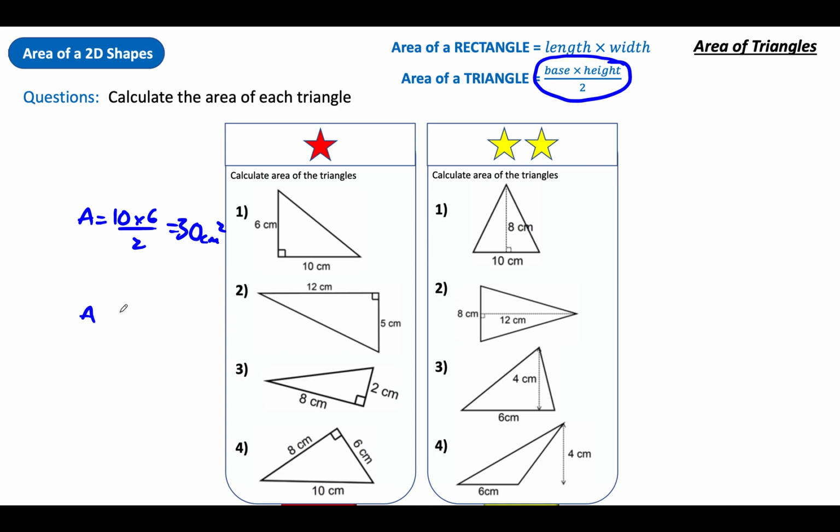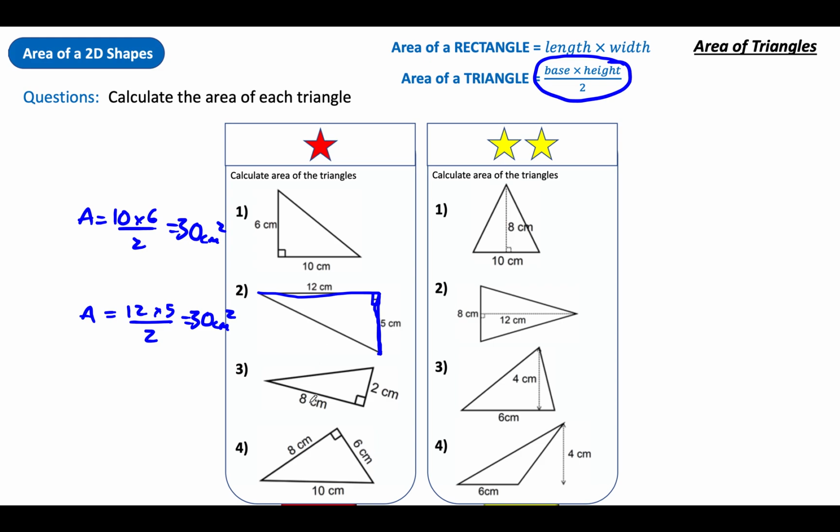This one, again, it's upside down, but that doesn't matter. The base can be that way up. It's just like they've turned the triangle upside down. Base is 12, and the height would be 5 because it goes right from the base, off at 90 degrees to the top of the triangle. Just it's upside down. 12 5s are 60. Divide by 2 is also 30. They have the same area, those two triangles.